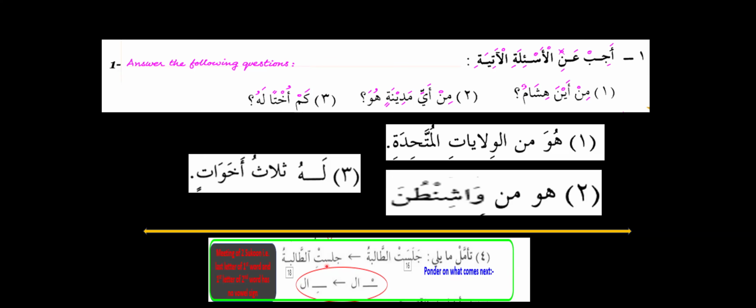You didn't break. Otherwise, you say jalasat at-talibatu. That was wrong, right? So iltiqaa' as-sakinayn means the meeting of two sukoons. If the last letter of the first word and the first letter of the second word have no vowel sign, in other words there's a sukoon, then this is how you deal with it.